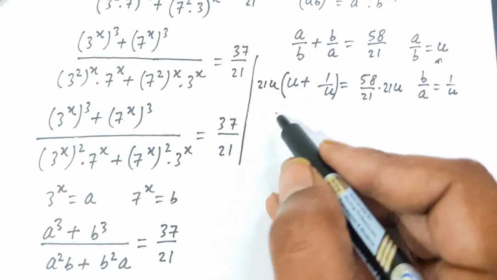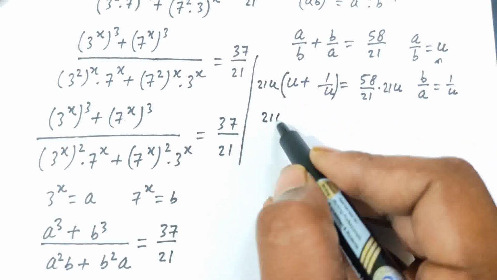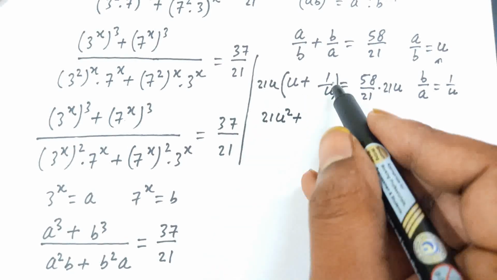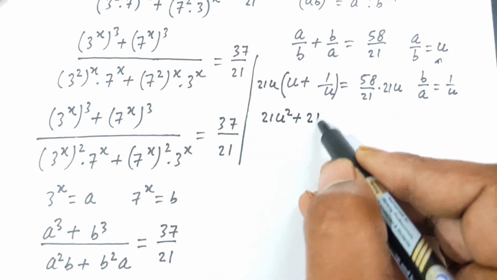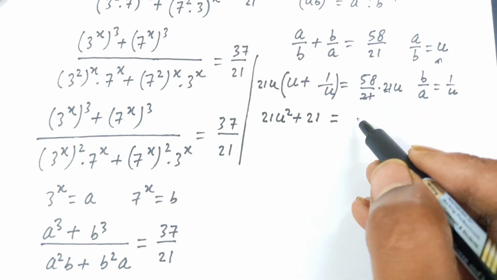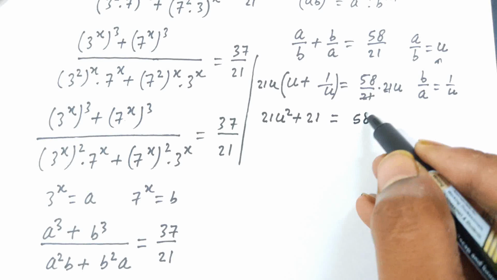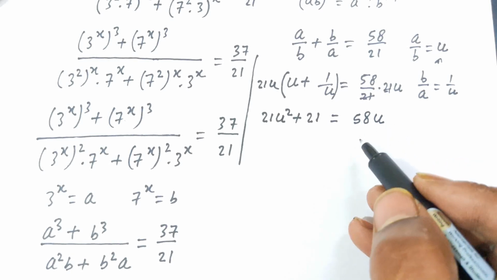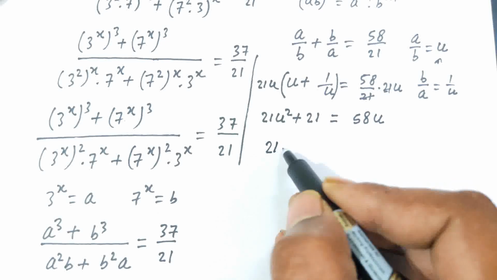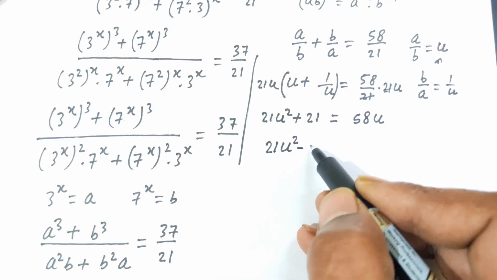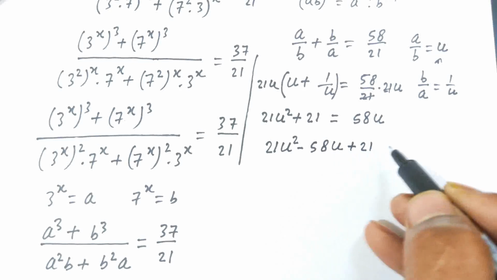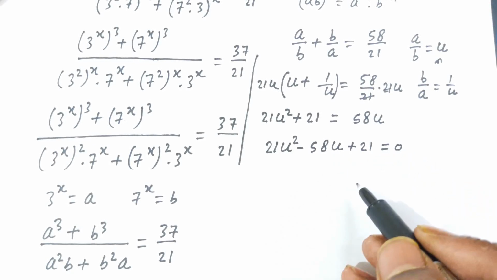21u is multiplied by u, then we get 21u square, plus 21u is multiplied by 1 by u, then we get 21, and this is equal to this 21 and this 21 is cancelled out, so here 58 times u. Now if we take all the expression on the same side, then you will get 21u square minus 58 times u plus 21, and this is equal to 0.